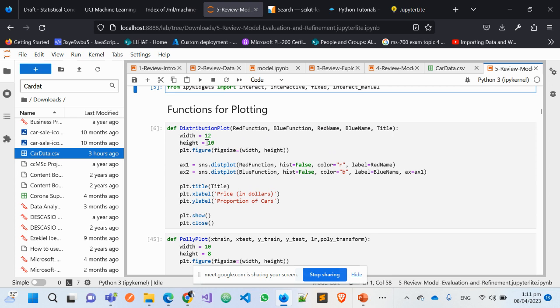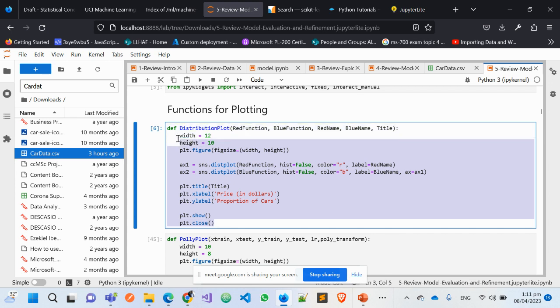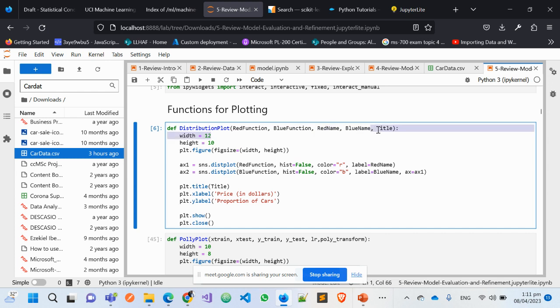If you received the resource on Python constructs for beginners that I shared, you will know that this is one of the constructs defined in that resource. So you are defining a function, and this function is your distribution function, to apply all of this functionality to it. We have these different arguments: red function, blue function, red name, blue name, and title.